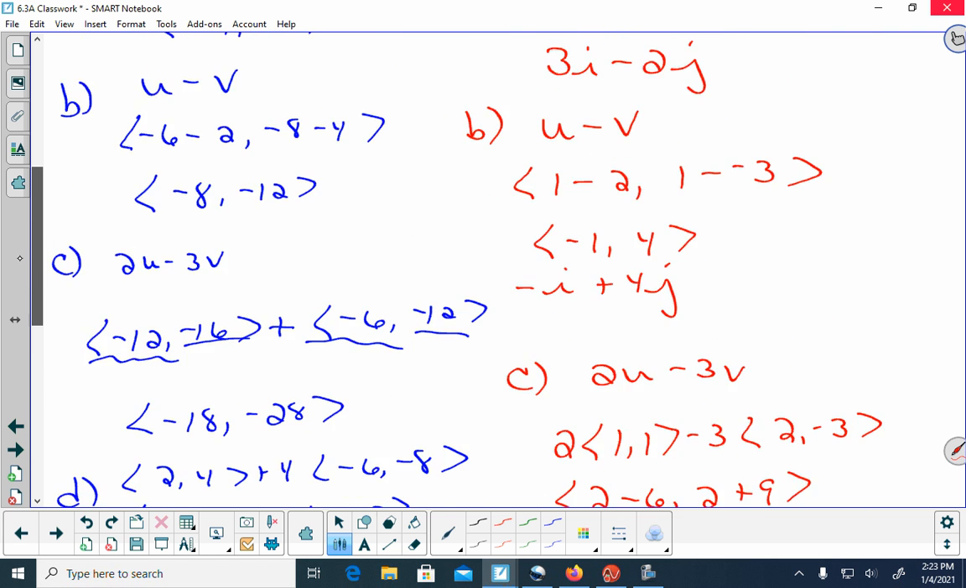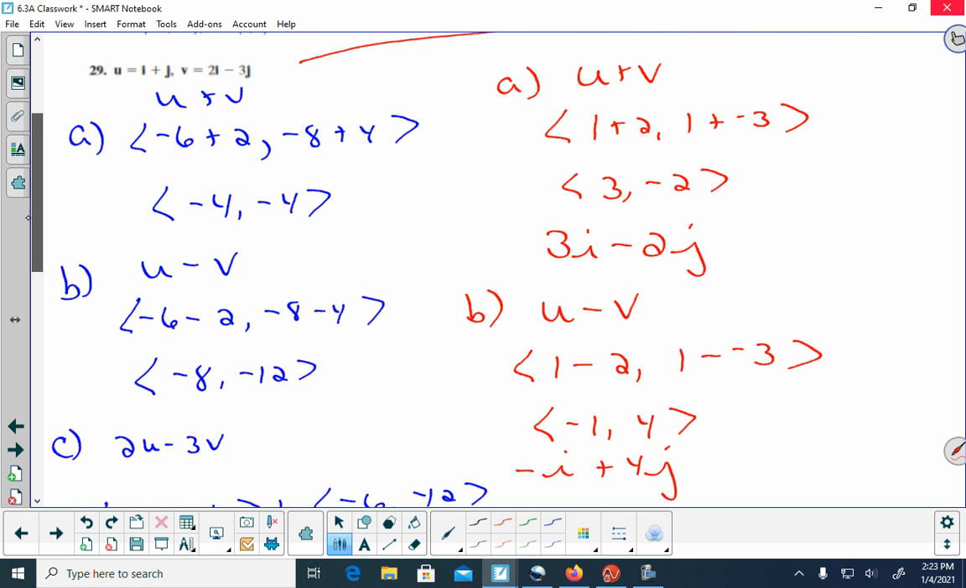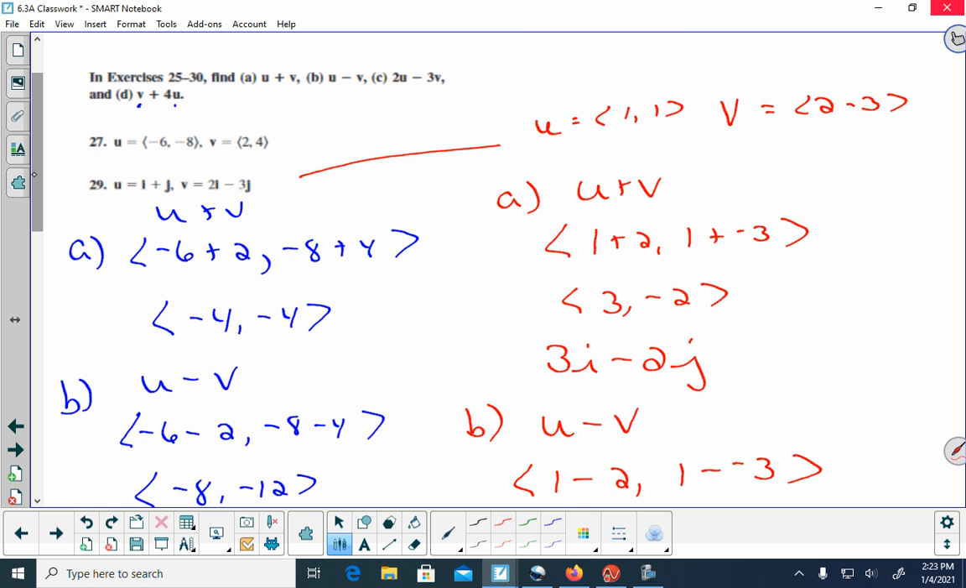So that's how you do those. Just make sure you keep track. And once again, if it starts in linear combination, then your final answer has to be in linear combination. You have to give it back in the same format.